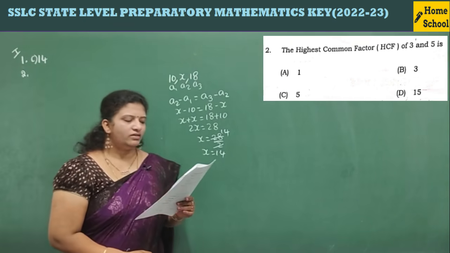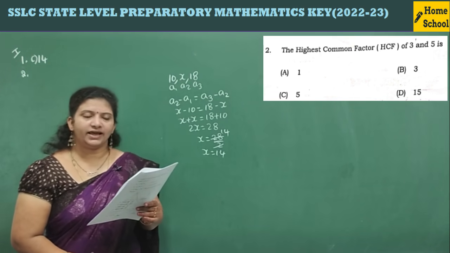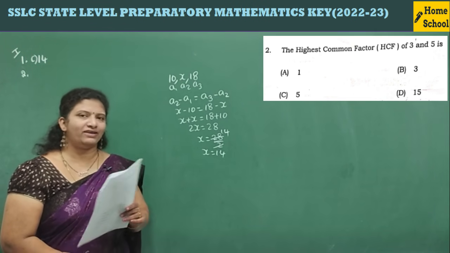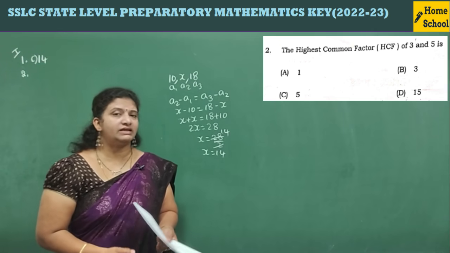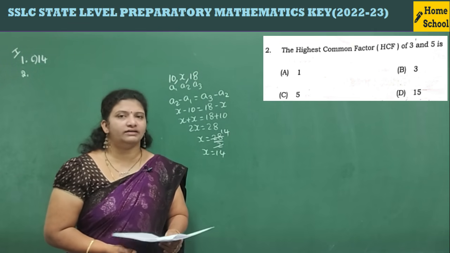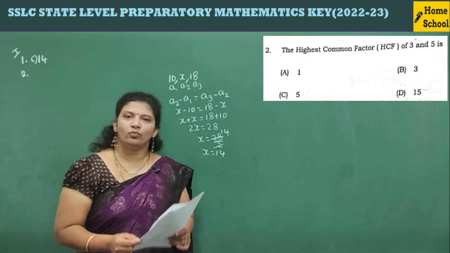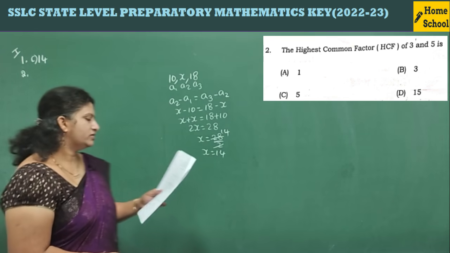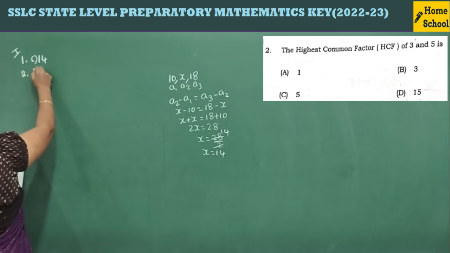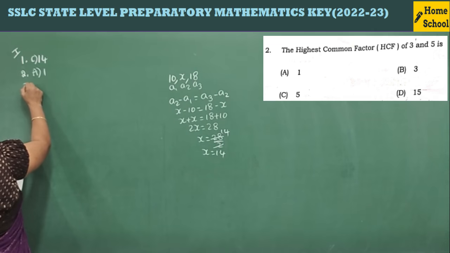Second one. The highest common factor, HCF, of 3 and 5. 3 and 5, there is no other common factor other than 1. So 1 is the only HCF. So the answer is A, 1.